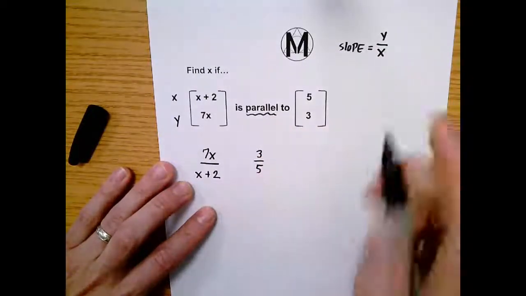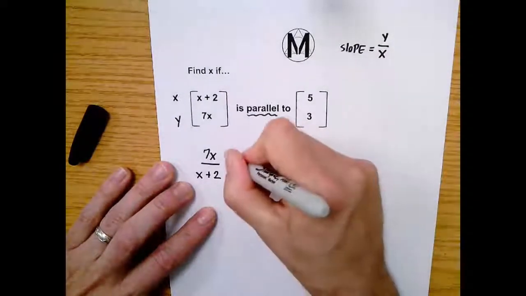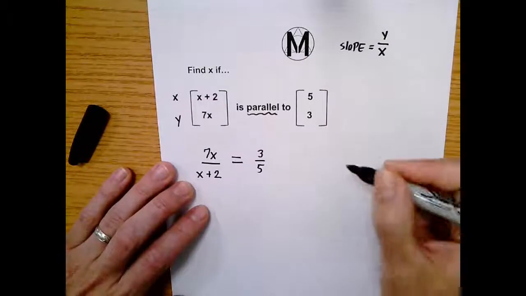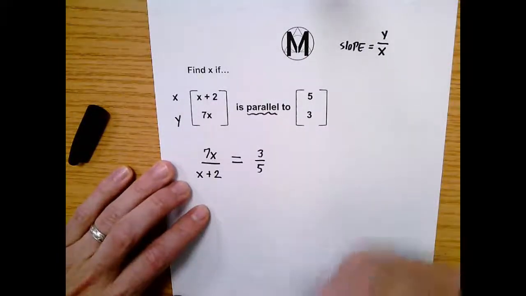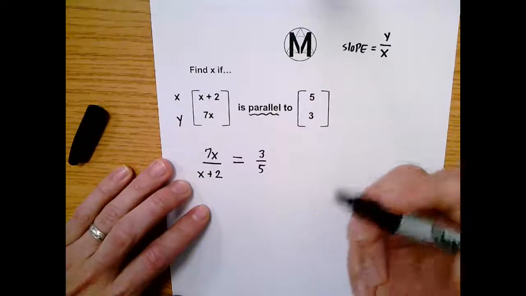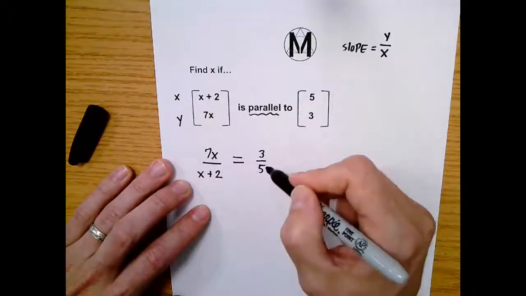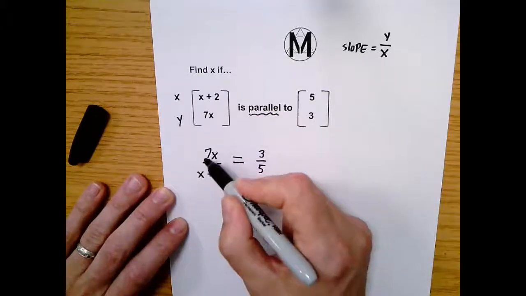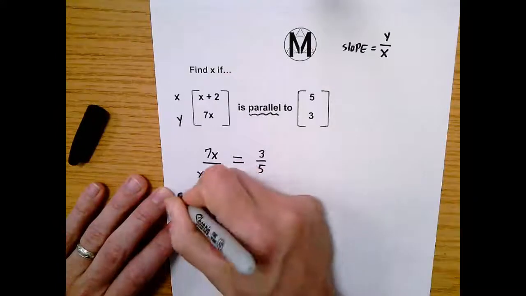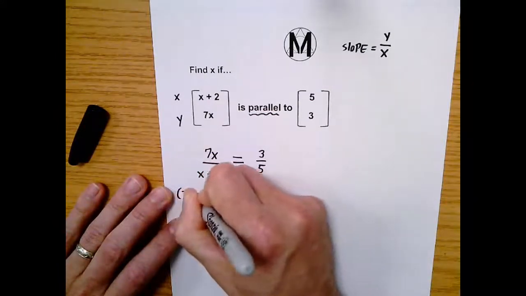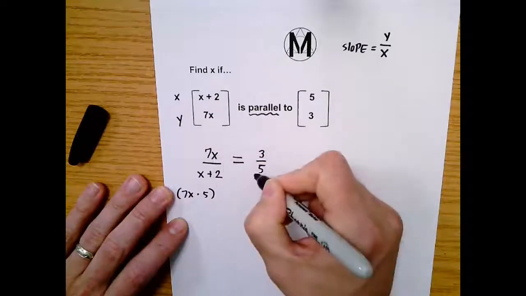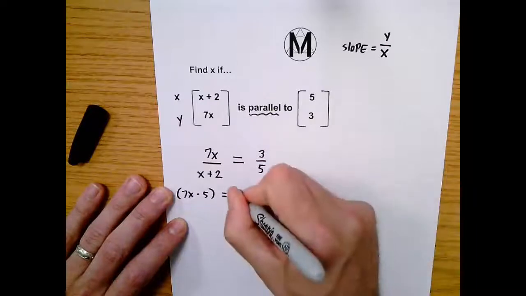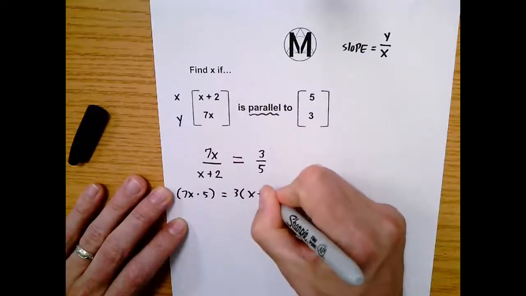So now we have two slopes, and they told us they are parallel, which means they are the same. Great. So at this point now, all we have to do is solve for x. The way we solve for x here, one step we could do is, because we have a fraction equal to a fraction, we are allowed to cross multiply. So what we do here is we take 7x and we multiply it by 5. That's going to look like this, 7x times 5. And that will be equal to x plus 2 times 3, or 3 times x plus 2.